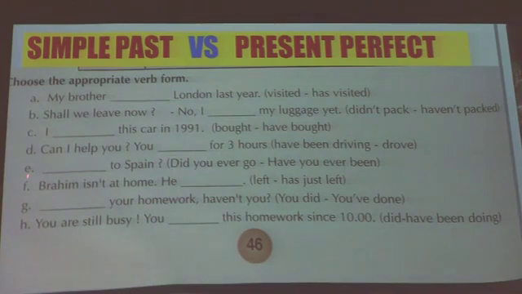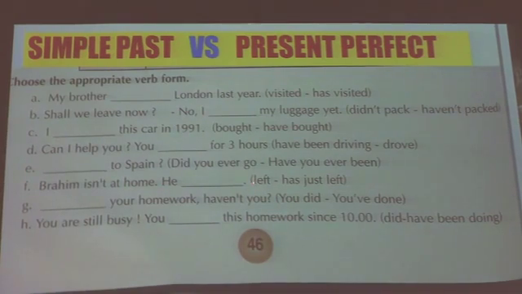So here, E: to Spain. Did you ever go? Have you ever been to Spain? F: so Brahim isn't at home. Brahim isn't at home, okay? So at the moment of speaking, Brahim is somewhere. He's not at home. So what did he do? Here we have left, which is the past of the verb to leave, or has just left.